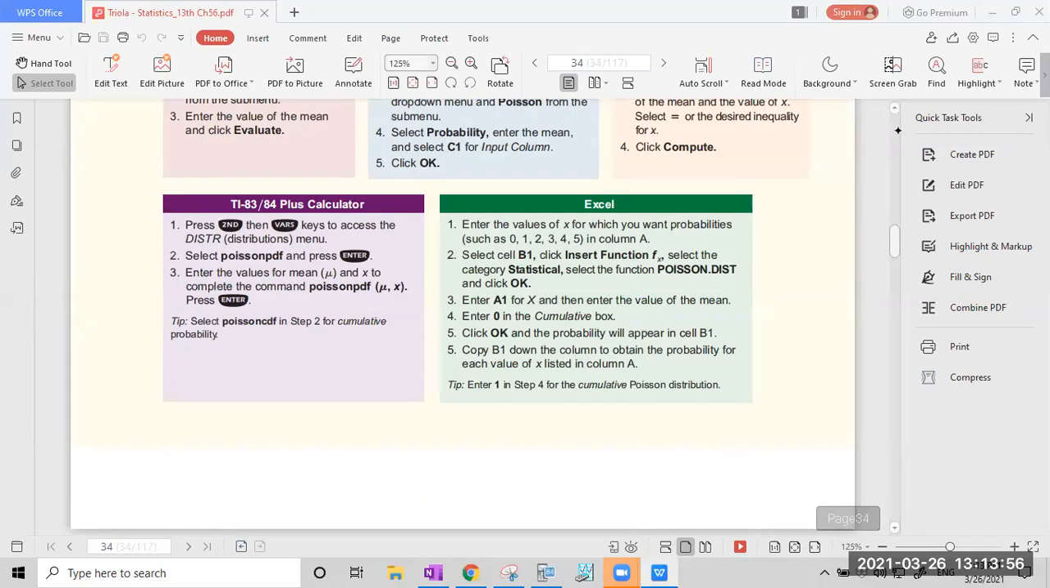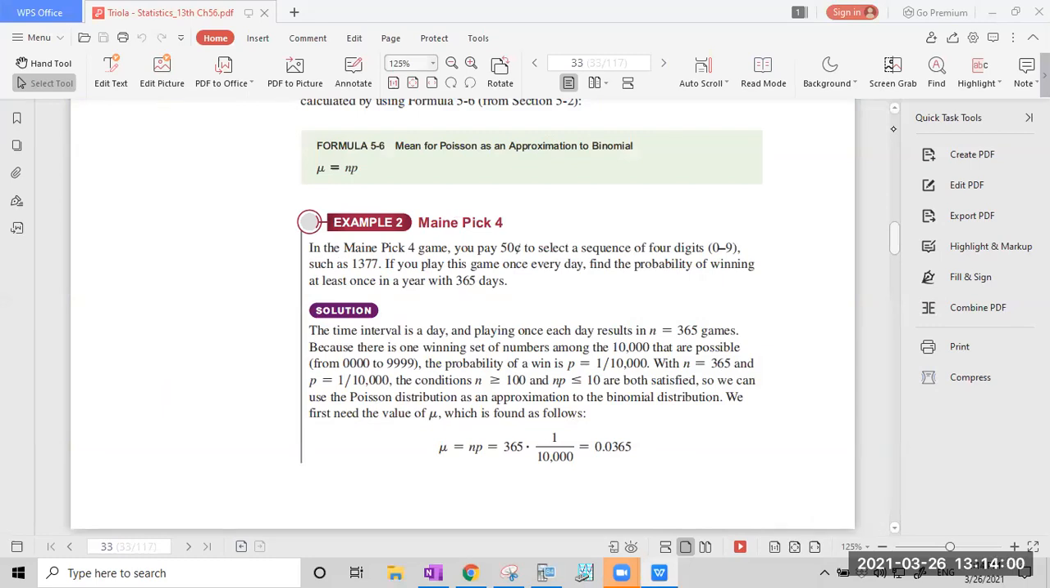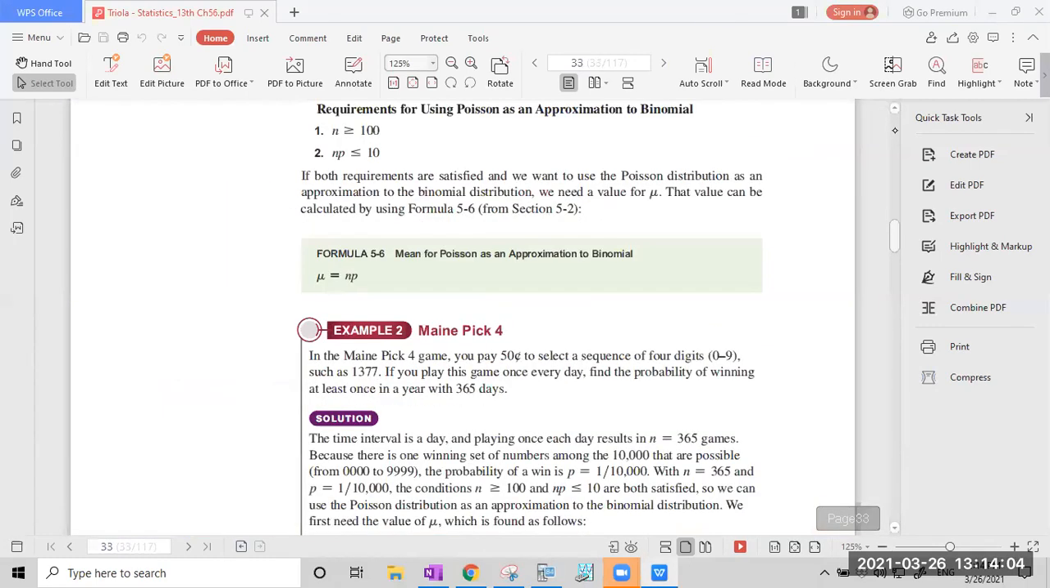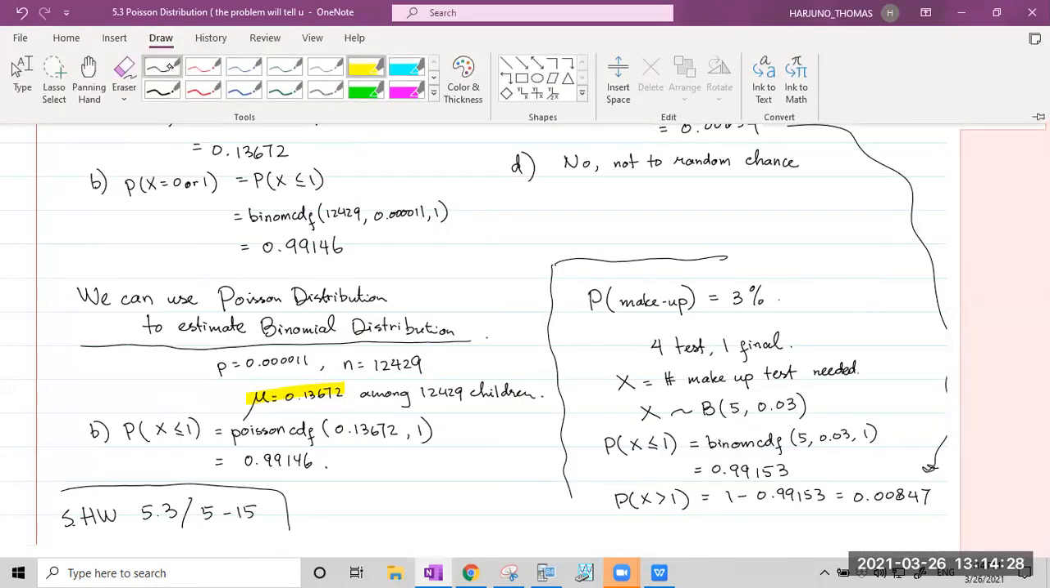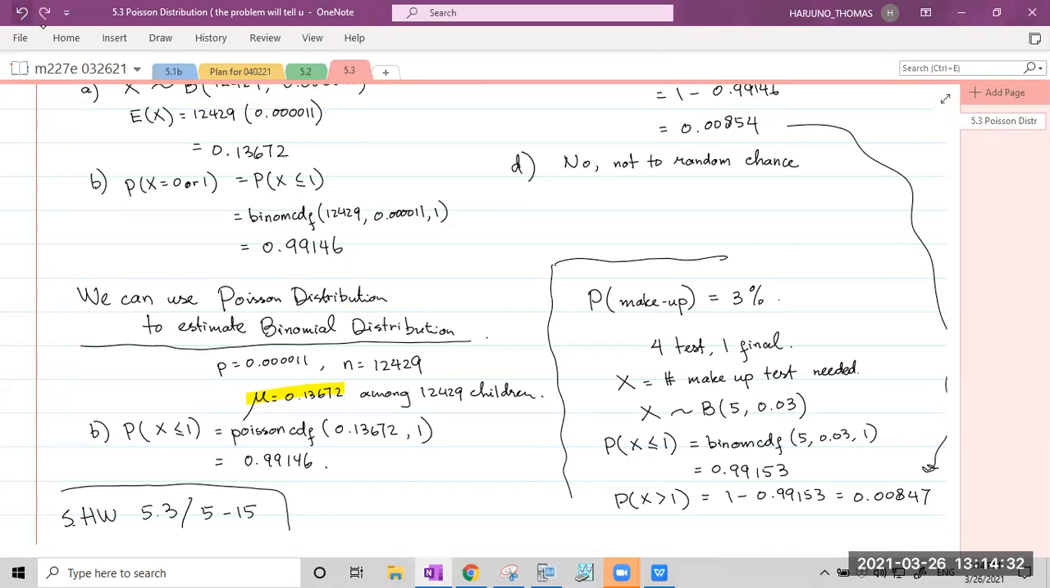Let me check our textbook. They must mention it somewhere. Oh, I think it's here. It says that if you want to use Poisson to approximate binomial, then the number of trials should be at least 100, and the number of successes is at least 10. And that's the case we have here. The number of trials is more than 100, a lot more than 100. And the average is less than 10, much, much less than 10. So we can use Poisson distribution to estimate binomial distribution.